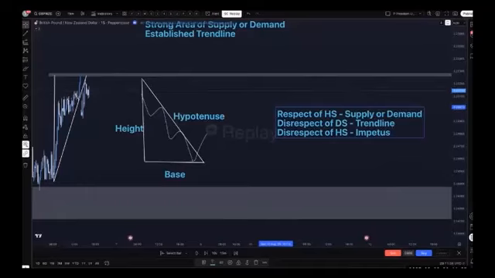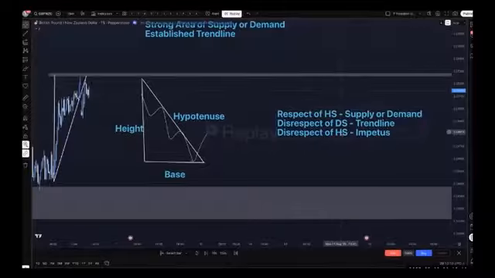Disrespect of our horizontal structure being our impetus level. We're going to get more into impetus later. An impetus level is a structural level. It's an important area for us to understand when the market is changing structure. This is one of the things that you really want to remember. The respect of the horizontal structure, then the disrespect of the diagonal structure, then the disrespect of the horizontal structure is really your formula for understanding when price is changing directions. We'll get into this more as we continue in this series, but for now, that's the formula.